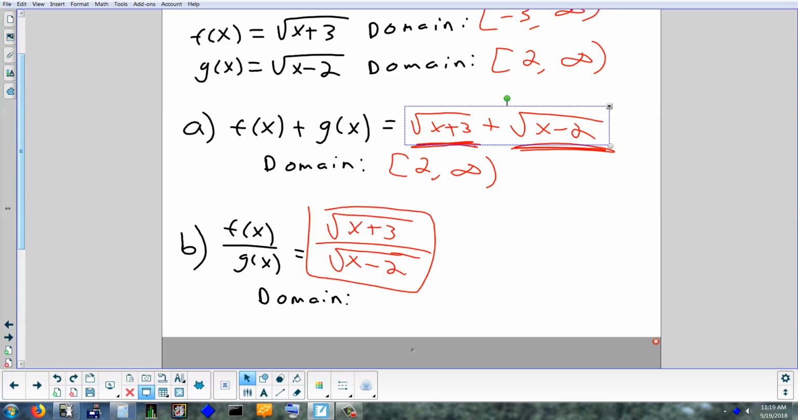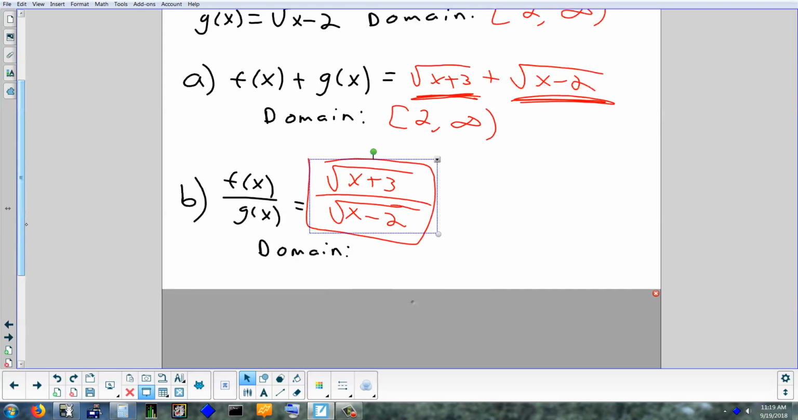So the domain here is all x's that work in both of these. Well, we already know that from the last problem. But this one is a little different, a very small difference in the domain. It's going to be 3 to infinity because you can't have the tail. What about 2.5? Okay, so not greater than or equal to, just greater than 2. So the domain here is 2, not including it, to infinity.